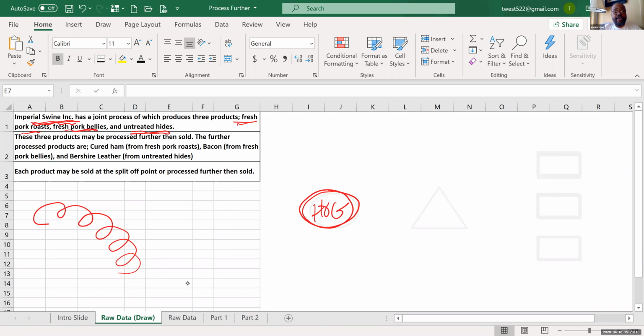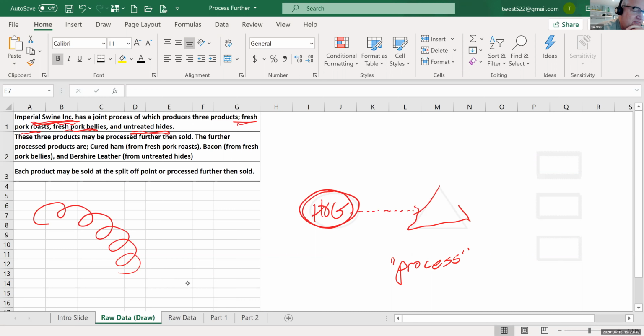At the split off point, we have this hog. We've raised them, we've fed them, we've housed them, we've given them veterinary care and vaccinations and that sort of thing. Once they have come to size, they can now be processed. After processing, they have three products: fresh pork roast, fresh pork bellies, and untreated hides. They sweep the floor to make Spam, and we're going to use the term processed as a nicer word here. They've been processed.